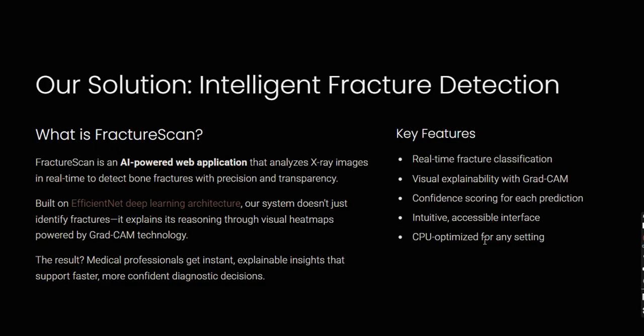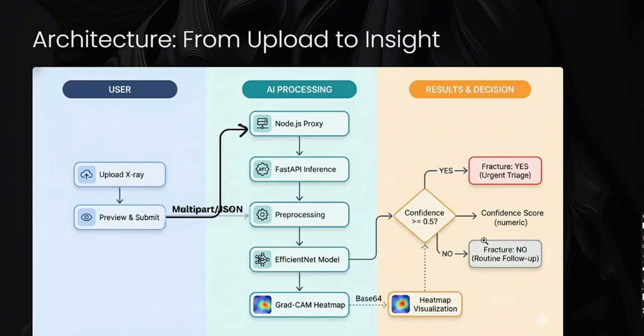Now, the architecture, from upload to insight. First of all, the architecture begins with a web-based front end where the user uploads an X-ray image. The image is securely handled by a Node.js backend and forwarded to an API-based AI service.